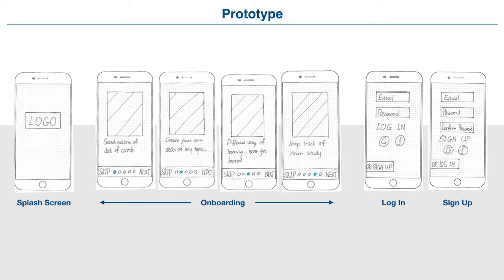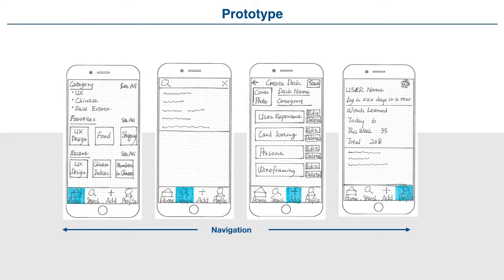You can use your email ID, your Google account, or Facebook account to log in or sign up. Once logged in, you will see the home page, also on the far left of the screen. At the bottom is the tab bar for the navigation system. From the home page, you can choose a deck to study.